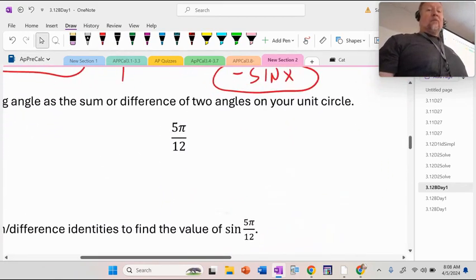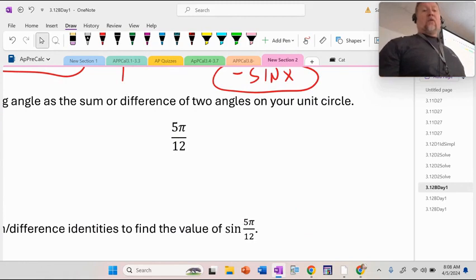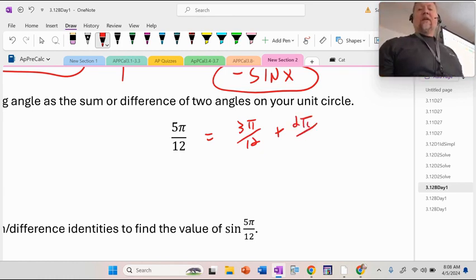You're going to see a lot of over 12s because over 12s are really nice. Like what's 5 pi over 12? 3 pi over 12 plus what? What's left over, everybody? 2 pi over 12. But you know what this becomes then? This is pi over 4. Hey, that's a familiar one. And then this is pi over 6. Hey, that's a familiar one.